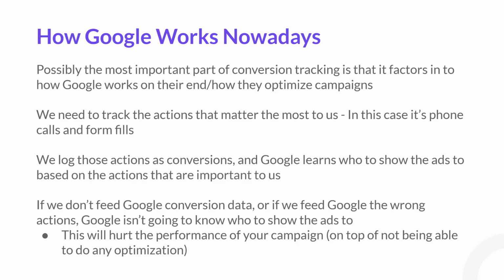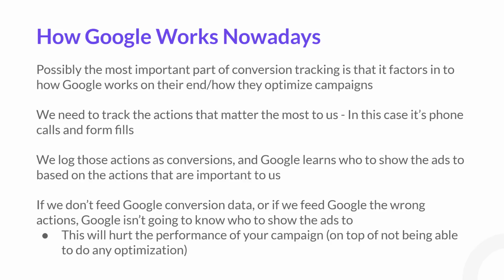So you don't want to just be tracking individual clicks or button clicks or anything like that. We want to track the actual action that somebody takes, because that is the ultimate goal that we want. So we track those actions, we feed that data into Google, and Google goes and looks for more people that can take those actions for us. We're just telling Google, hey, these things are important to us, go get more of this for us.